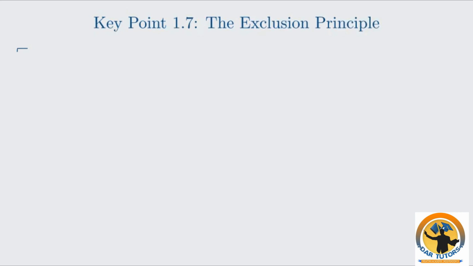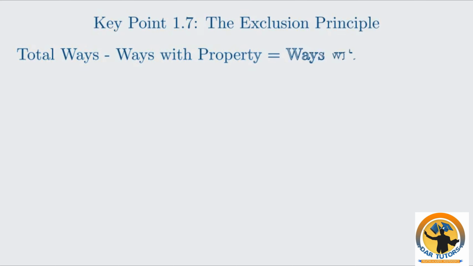Sometimes, it's easier to count what you don't want and subtract it from the total. This is the exclusion principle. The principle is simple. To find the number of ways that do not have a certain property, you find the total number of ways and subtract the number of ways that do have that property.